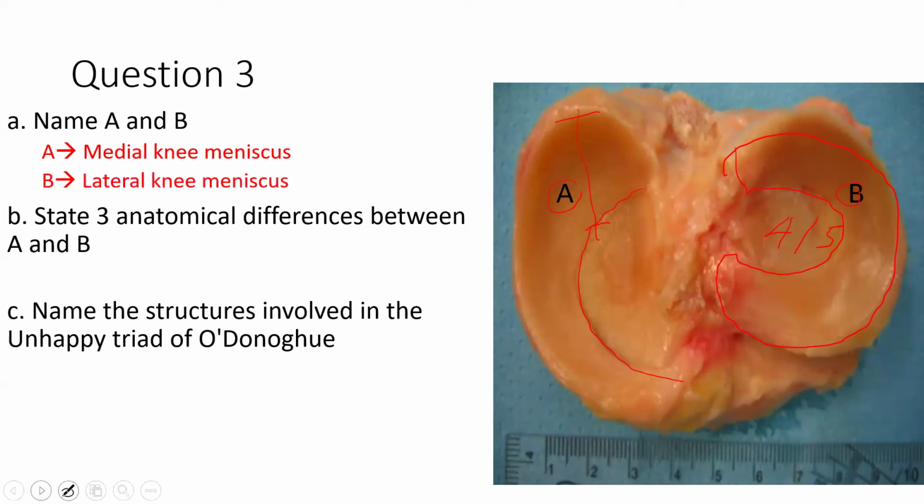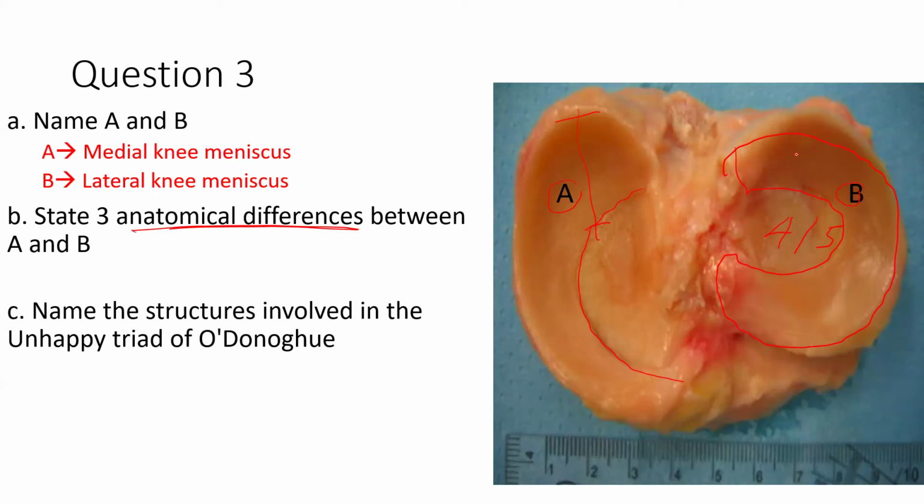Then we've been asked to state anatomical differences between the two. One anatomical difference which you can clearly see is in terms of the shape. The medial one is a semicircle, whereas the lateral one is 4/5 of a circle. You can also see another difference in terms of shape. The medial one is broader posteriorly, whereas the lateral one has a uniform width.